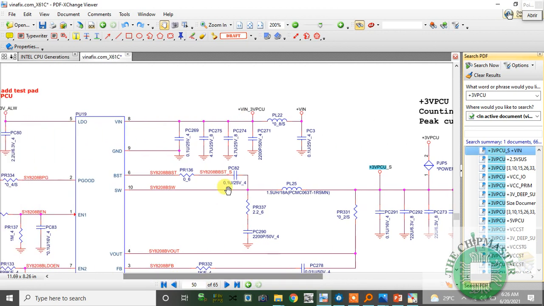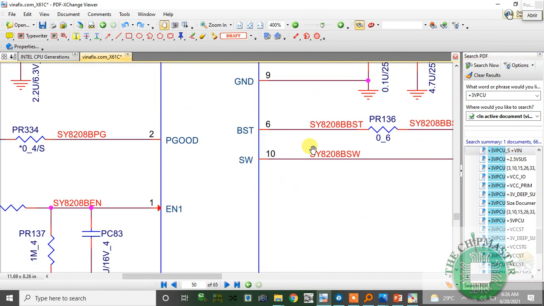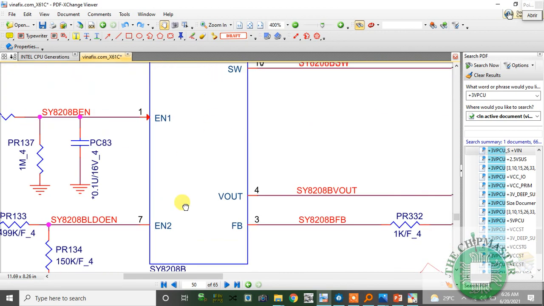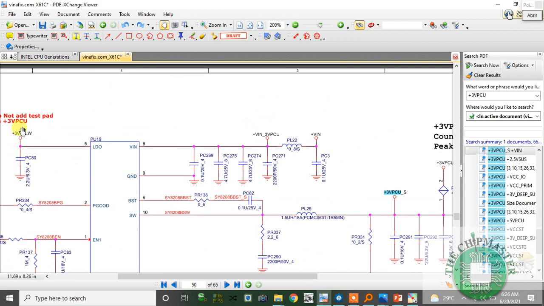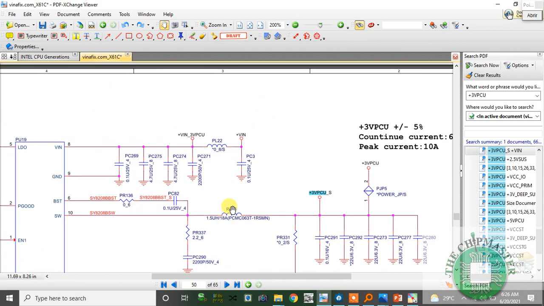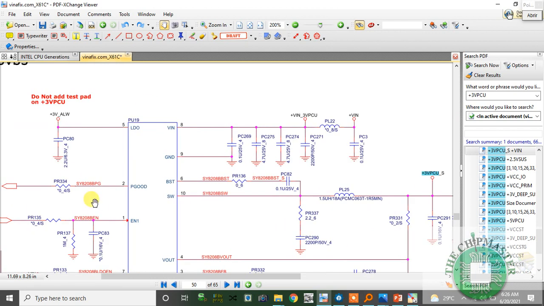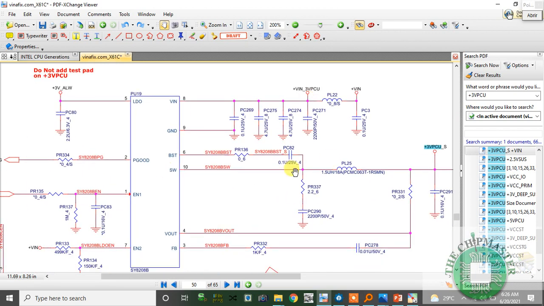So we're at it now. As you can see, we have a chip here. This is our chip, which is SY8208. This chip is normally powering our PWM. We have an inductor, filter capacitors, and a PWM chip. There are no upper and lower MOSFETs, so they're all integrated into this chip.